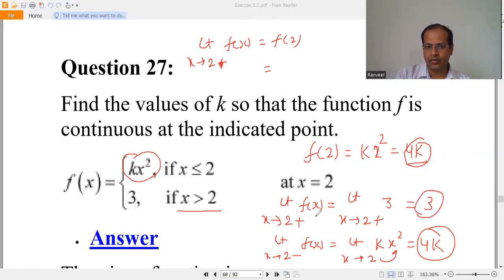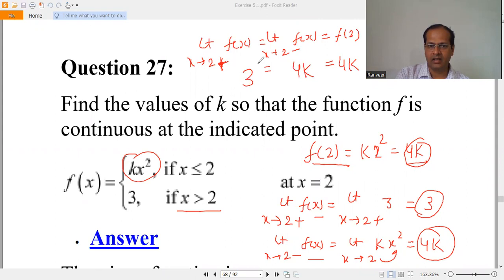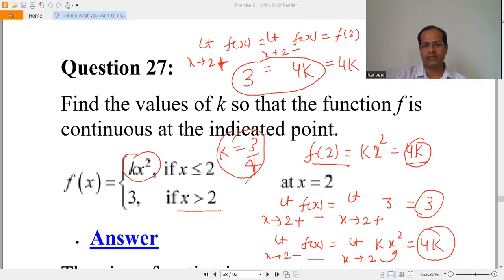Limit x tending to 2 plus and 2 minus and f of 2, we have to equate both values. So you write limit x tending to 2 plus, and after that limit x tending to 2 minus f(x) equal to f of 2. F of 2 value is 4k. The 2 minus value we already found is 4k, and this is 3. So any two values we have to equate, and the k value is 3 by 4. In this way we can find it.